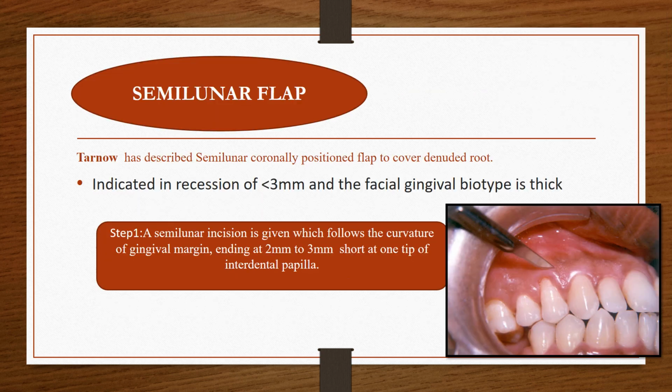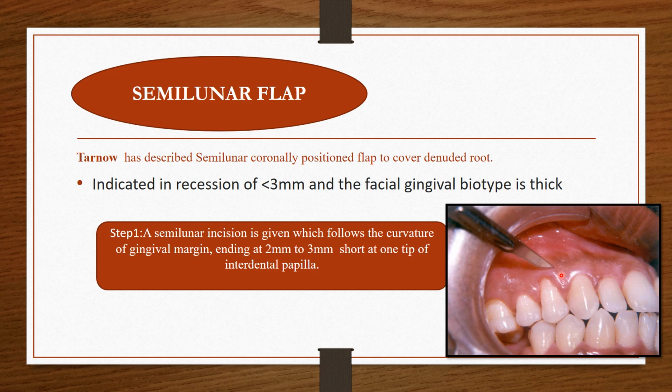Then coming to the next technique, the next variant is the semi-lunar flap. The semi-lunar coronally positioned flap was described by Tarnow. This is a very simple procedure, but it is only indicated in recession of less than 3 mm where the facial gingival biotype is thick. So if there is a minimal amount of recession, and if the facial gingival biotype is thick, then you can go for it. Okay, so how is it done?